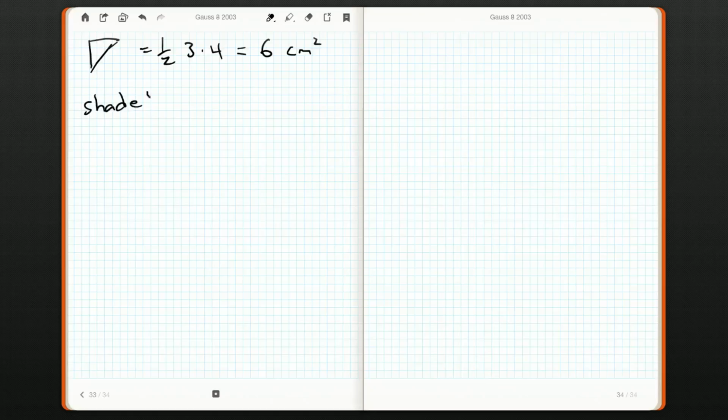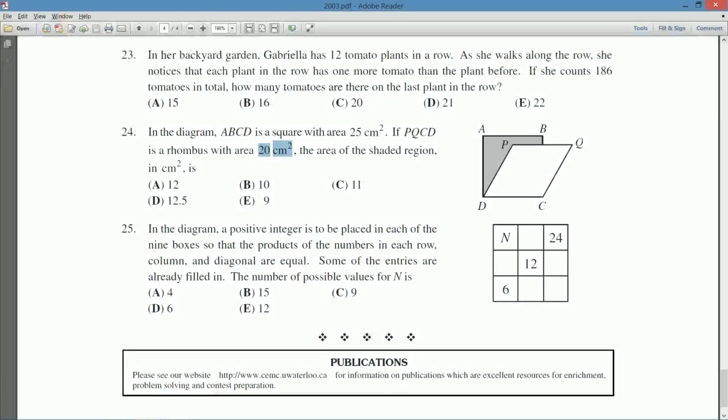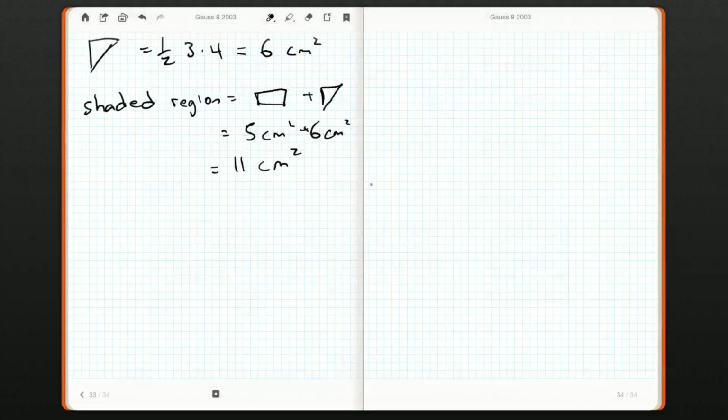So what's the area of the shaded region? That's my rectangle plus my triangle. That's 5 centimeters squared plus 6 centimeters squared. Should be an answer of 11 centimeters squared. Now let's go and check. Is 11 one of our answers? Yeah, it's C. So we'd bubble in C and we'd move on.